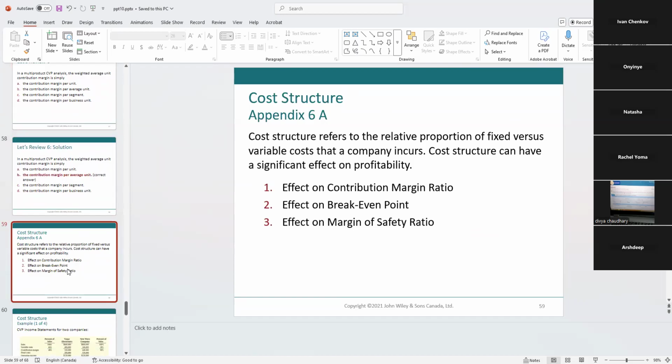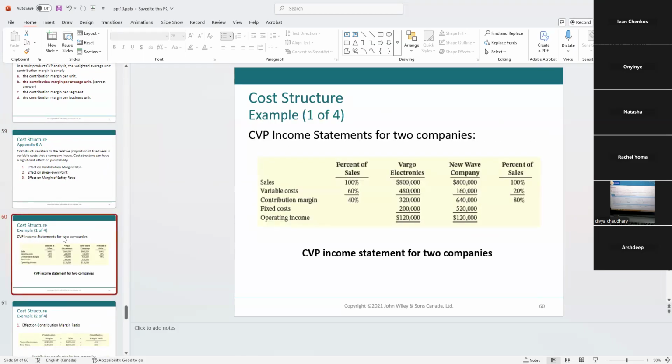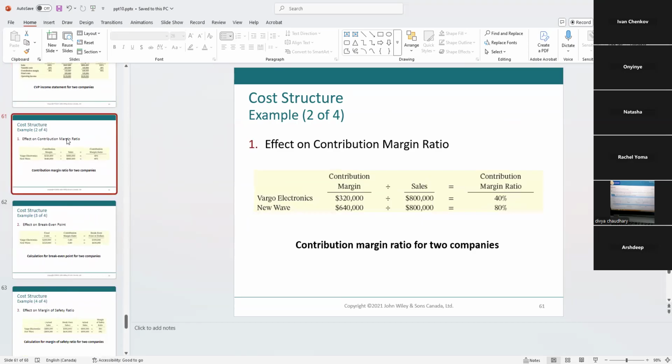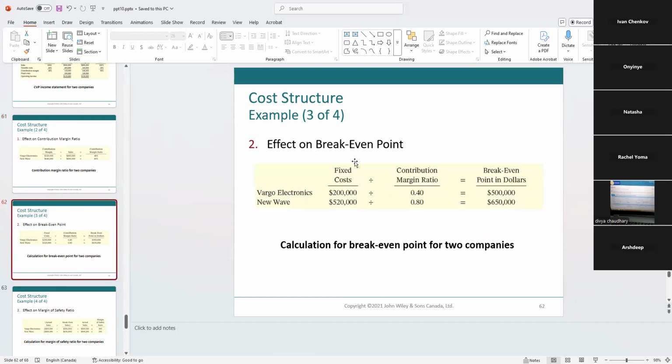And now we're going to the last thing, which is the cost structure, which is the percentage of the variable cost versus the fixed cost, and that's related to the operating leverage. We can see the effect on the contribution margin ratio. When one company's units produce high contribution margin and the other one is low contribution margin, then we're going to see the effect on the break-even point.